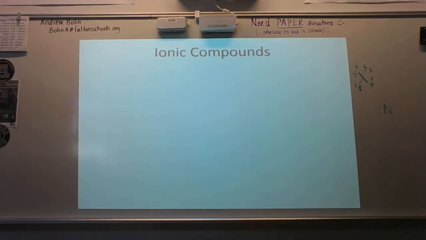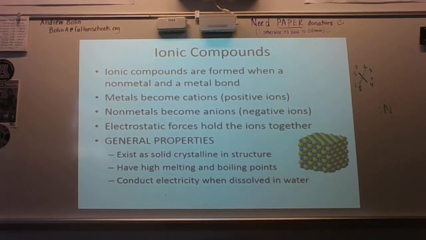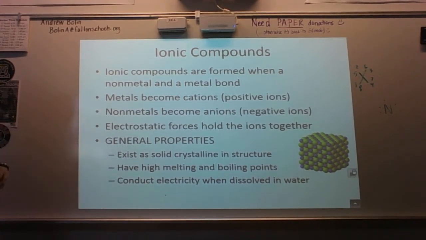The next one. So more about ionic compounds. Metals become cations, which are positive ions, and your nonmetals become anions. What holds these together are these electrostatic forces. That's holding the bonds together, holding them in place. General properties of an ionic compound: they exist as a solid, crystalline in structure, which you can see right there. They have high melting and boiling points, and they conduct electricity when dissolved in water. So going along with these, one of the most famous ones that everybody knows about is NaCl, which is table salt.